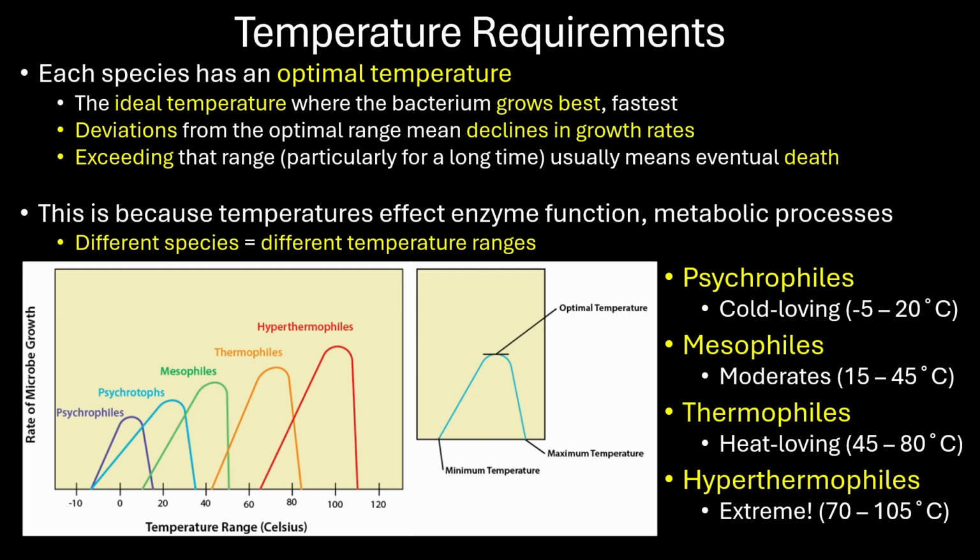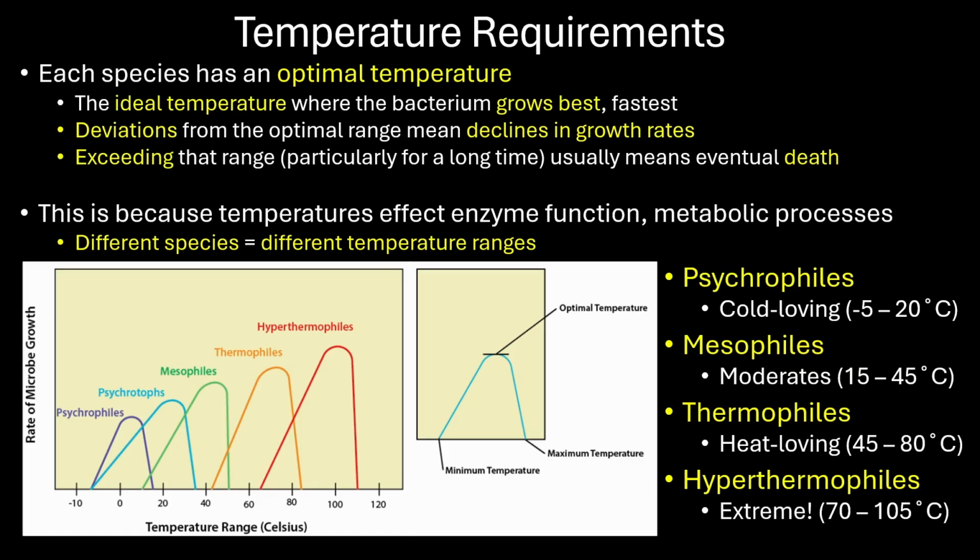So again, these conditions, we're going to be finding an optimal temperature for different species. There will always be this sort of ideal condition that the species can survive best in. Exceeding that reduces the growth rates. If you go too far out, that's going to result in death. And different species are going to have really different temperature ranges.